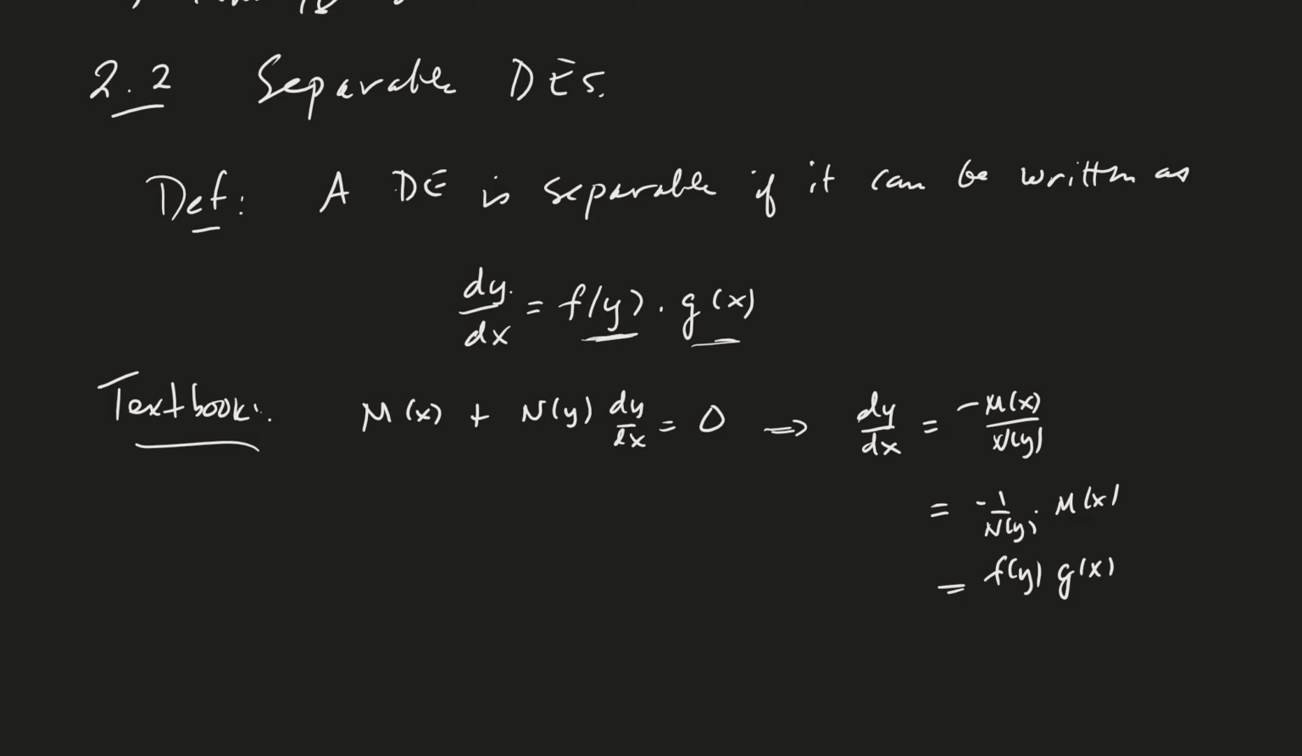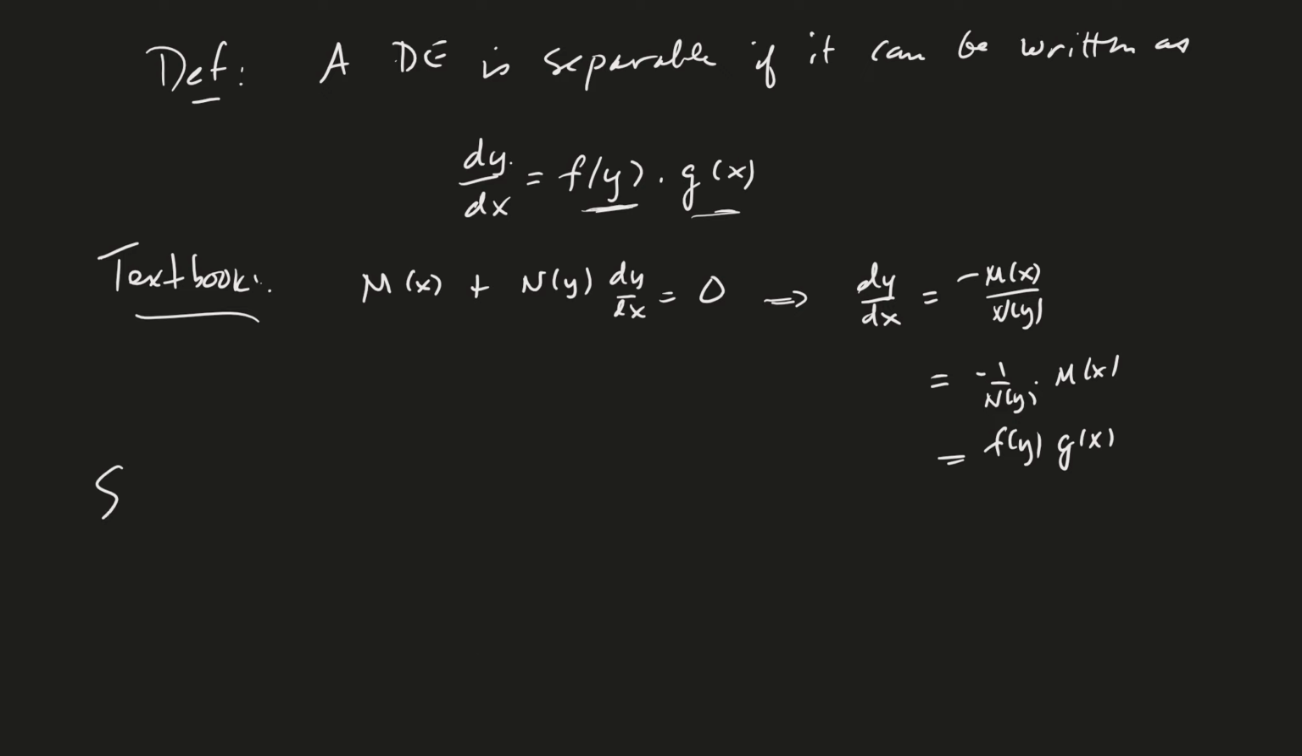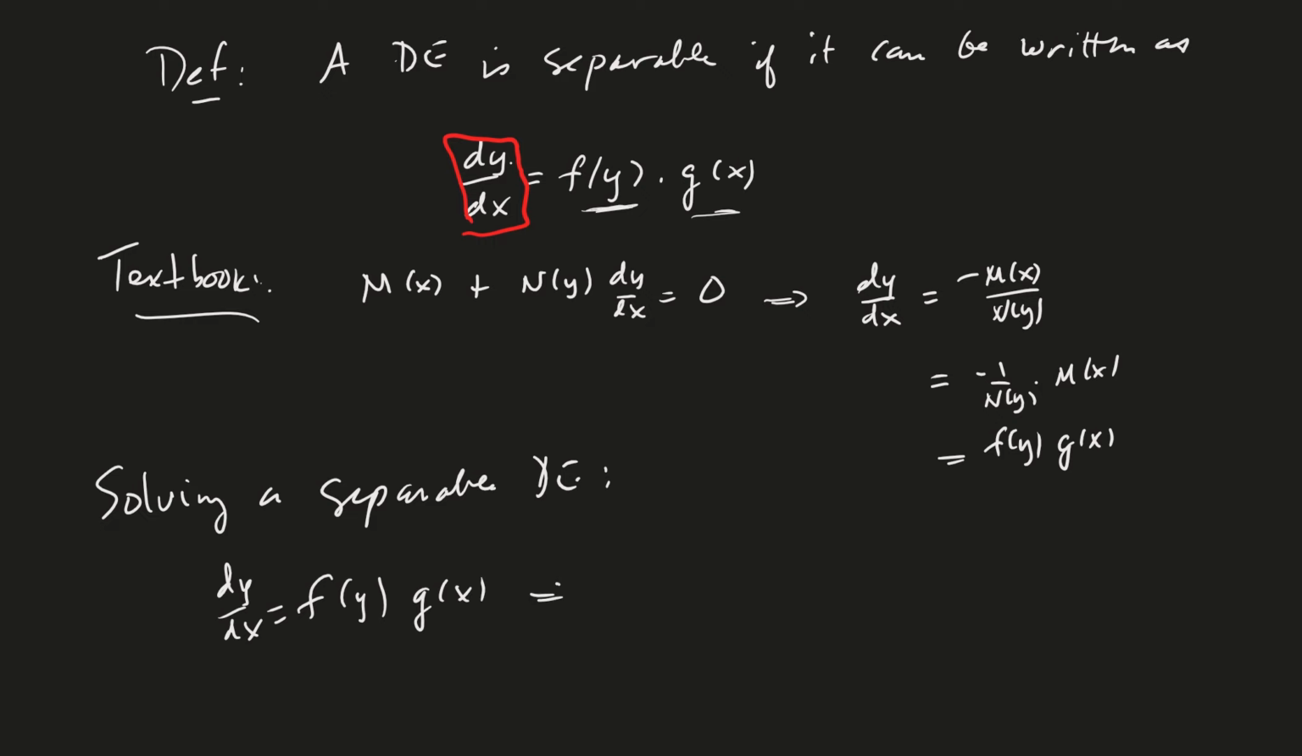So let's see how we would solve this. How to solve a separable differential equation. Well, you want to separate the variables, and you're going to do that by treating the dy over dx, in Leibniz form, as a fraction. And so we're going to rewrite this expression as 1 over f of y dy equals g of x dx.